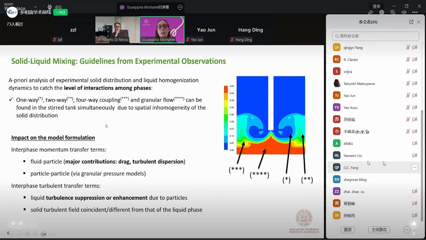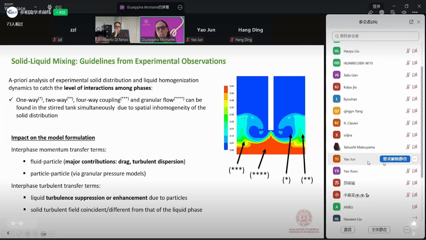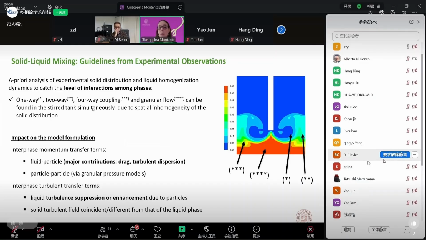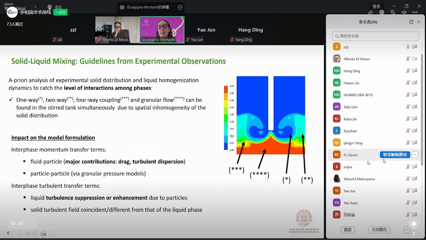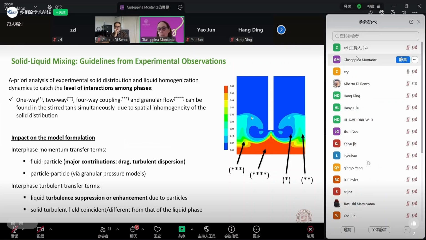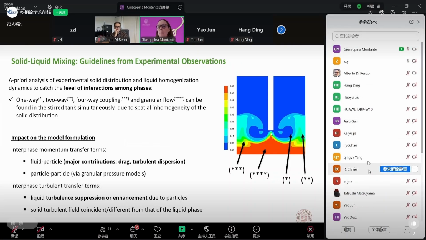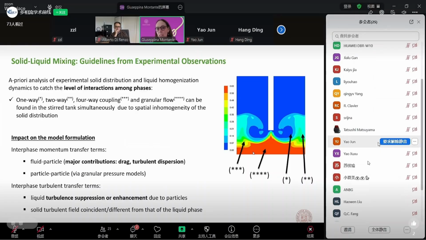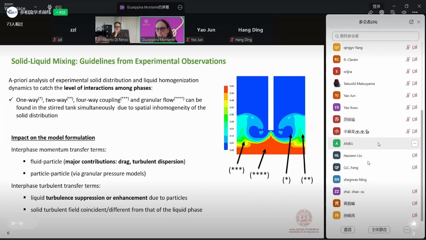And so we are in a condition to have in some regions one-way coupling between the two phases, in other regions two-way coupling. And we can go even to four-way coupling, and in the end, granular flow, depending on the regime. Actually, depending on the region of the vessel and the impeller speed, we have solid on the bottom of the tank that is steady, that is unsuspended. In this case, we have a granular flow, while moving far from the bottom of the vessel, in the case of heavy particles, of course, we can find all the other situations.